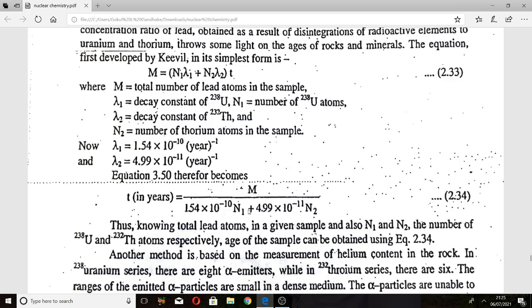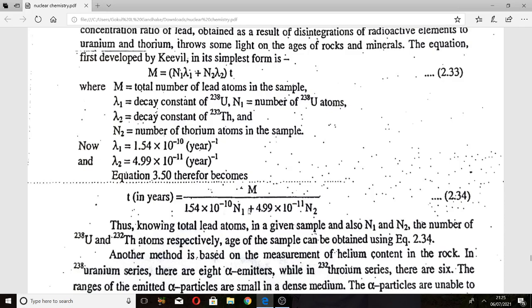Another method is based on the measurement of helium content in the rock. Also, one of the methods to determine the age of a rock is to determine the concentration ratio of potassium to argon. These are the methods to determine the age of minerals and rocks.